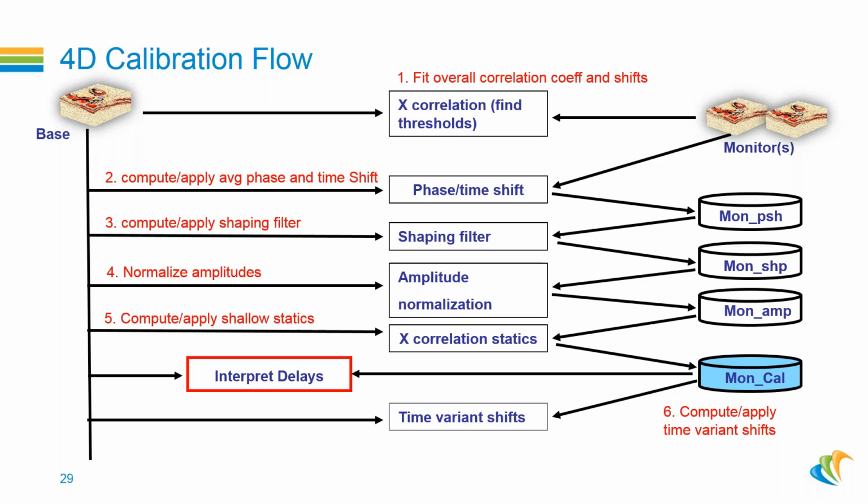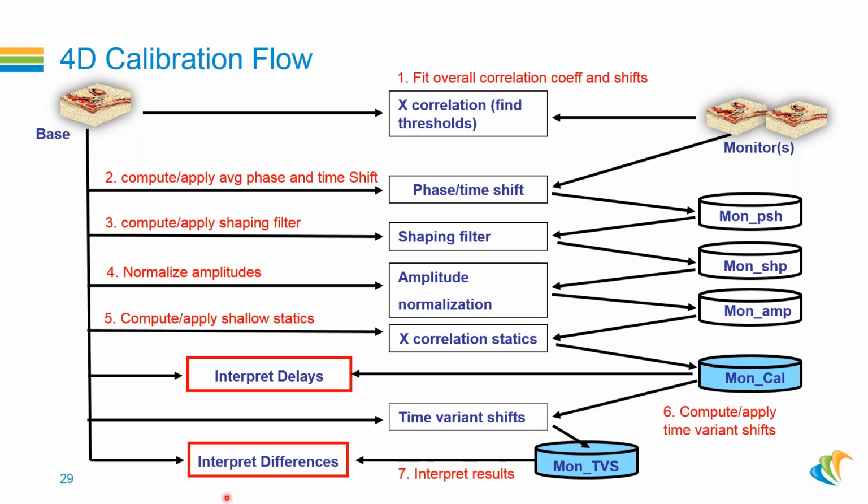So we need to apply time variant shifts to align the base of the reservoir from the monitors to the base, and remove the time delays, which is in this step. In that case, we are able to interpret based on the difference of the seismic amplitudes rather than time delays. So we have two options for interpretation: either time delays at the base of the reservoir, or once we correct for the time delays, we have the option to interpret the differences of the amplitudes.